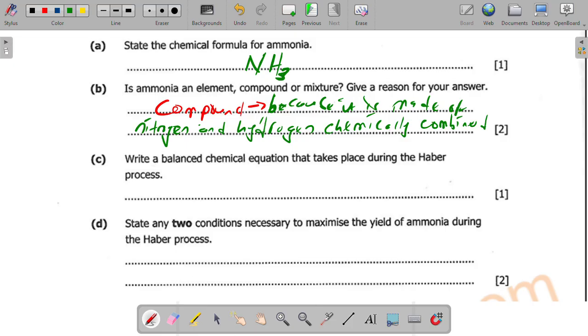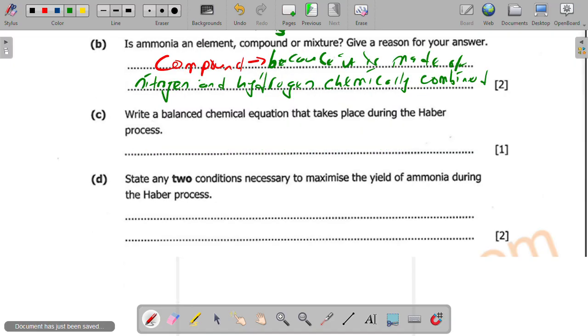We continue. C. Write a balanced chemical equation that takes place during the Haber process. Now, before you actually answer this, you must understand that nitrogen reacts with hydrogen to form ammonia. And the equation must be balanced. So which means we're going to have 2 nitrogen atoms and 6 hydrogen atoms. And this is how we're going to write it.